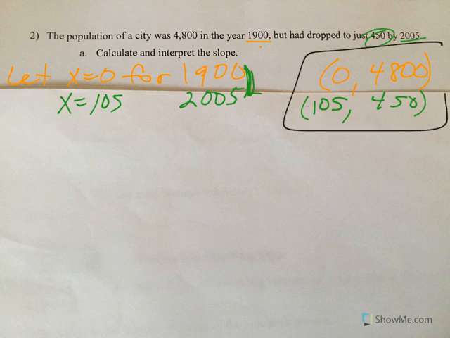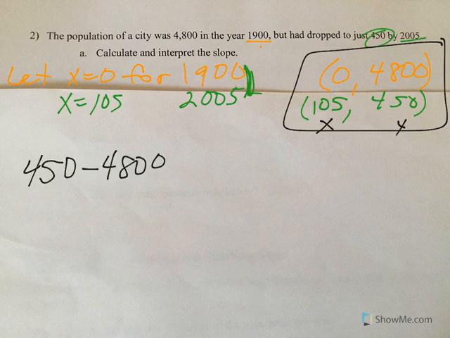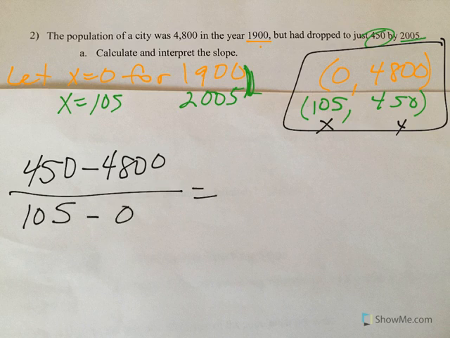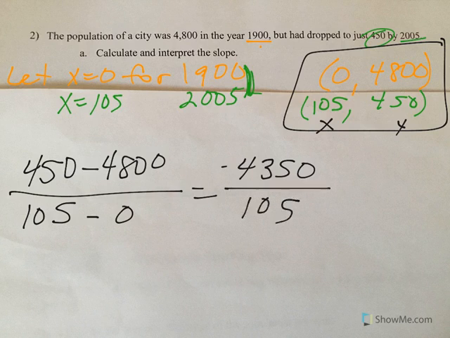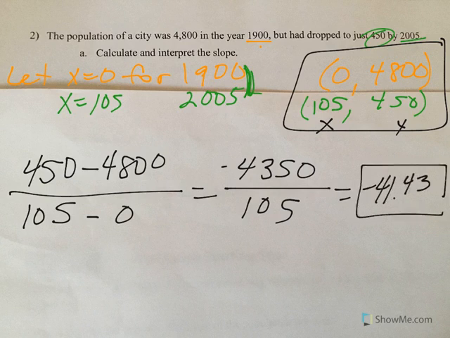That gives me two ordered pairs. Again, here are x's, here are y's. First I want to find my change in y: y value minus y value over corresponding x value minus x value. So I get negative 4350 over 105. You can leave it like that if you want, or I'm going to turn that into a decimal. So this is my slope, negative 41.43.